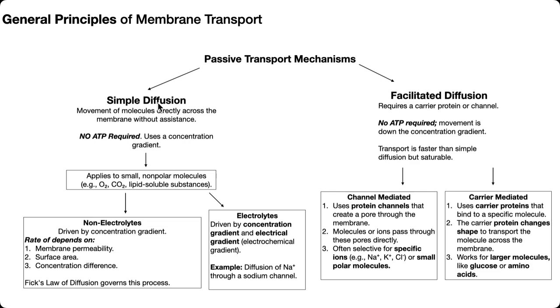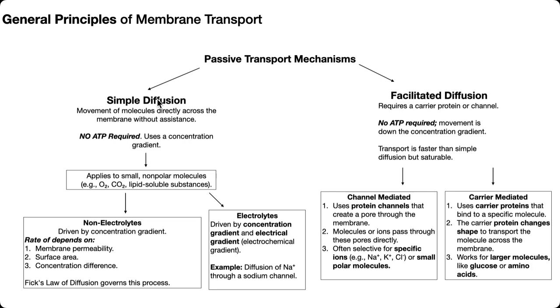And then we also have electrolytes. Again, this is driven by concentration gradient, but we're also going to add another element where we're going to also drive it by way of an electrical gradient. We call that an electrochemical gradient. So it's going to be based on both the concentration as well as the charge. An example of this would be the diffusion of sodium through that sodium channel.